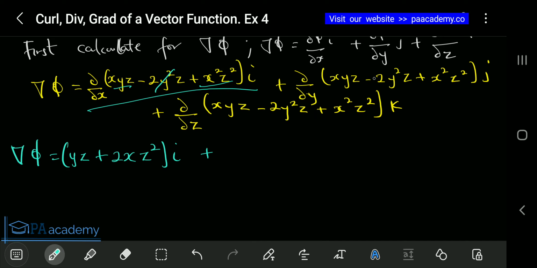Then plus, now let's come over to this one here. We are differentiating with respect to y. Starting with this, we already have y here.